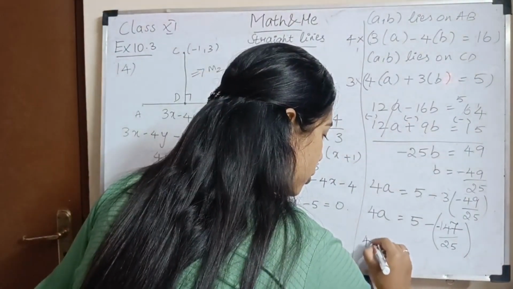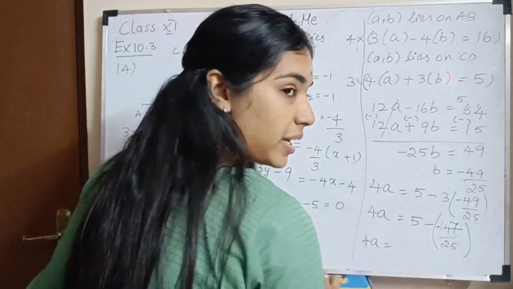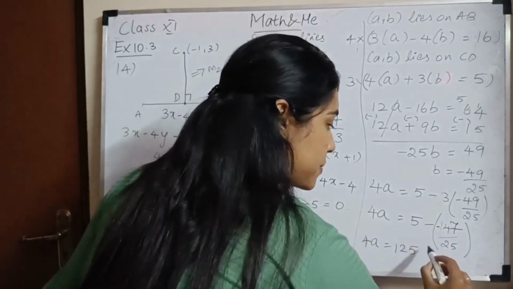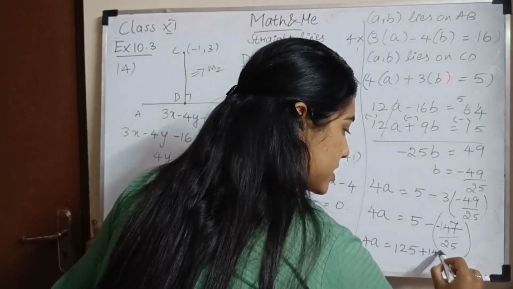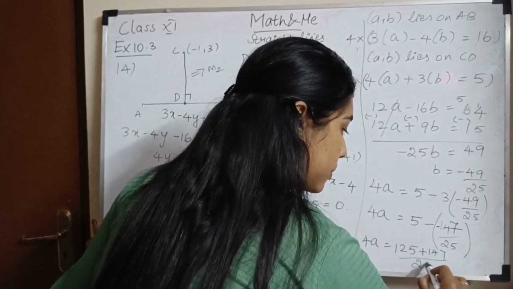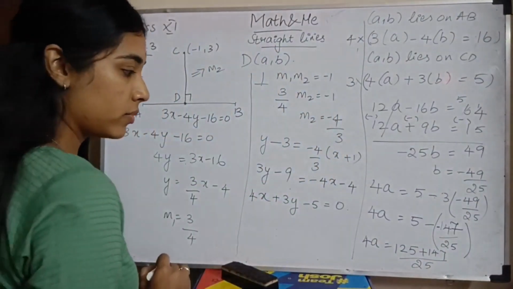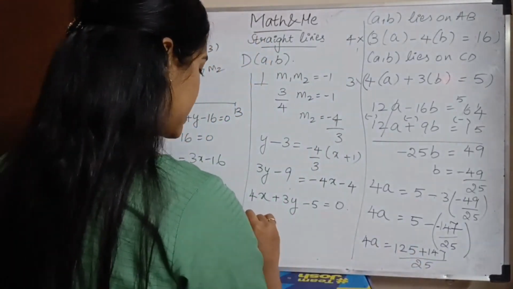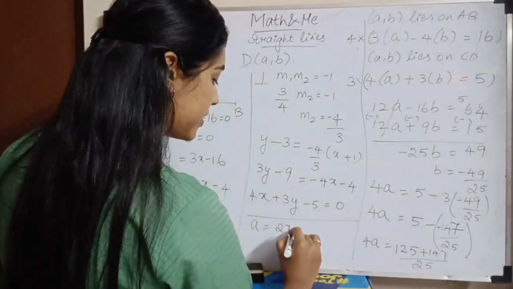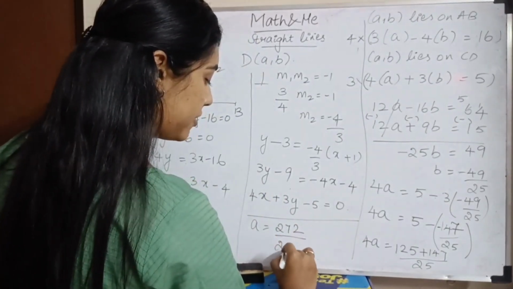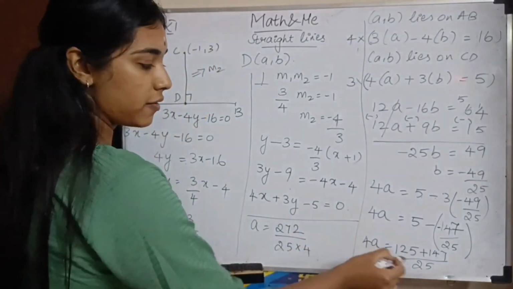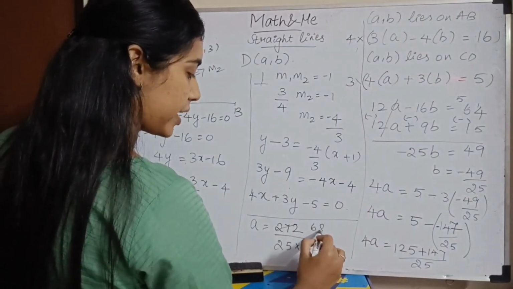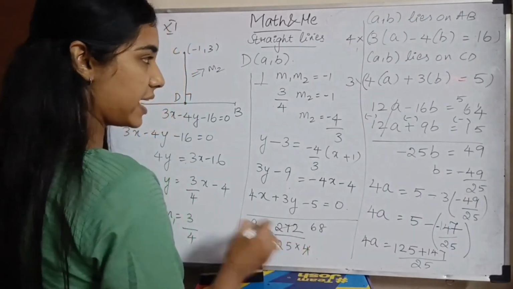I have 4A equals 25 times 5 is 125. Minus of minus becomes plus 147 divided by 25. So A equals 125 plus 147 divided by 100. I'll just write it down here. 272 divided by 25 times 4. The 4 and 272 get cancelled. 4 6 are 24, 4 8 are 32. So what is your A value? It is 68 by 25.